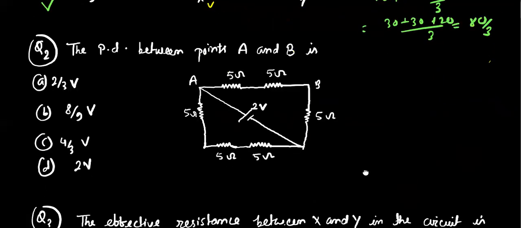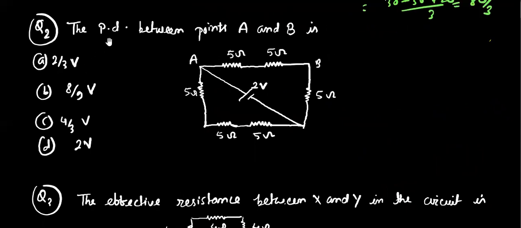Now we are heading towards question number 2, the potential difference between point A and B. So here are the points A and this is B. We have to find the potential difference between these two. If we analyze the circuit, we can easily say that 5, 5, 5 ohm are in series and another 5 ohm resistances are in series, and the battery is connected in parallel with the combination of these 3 and 3 resistances.